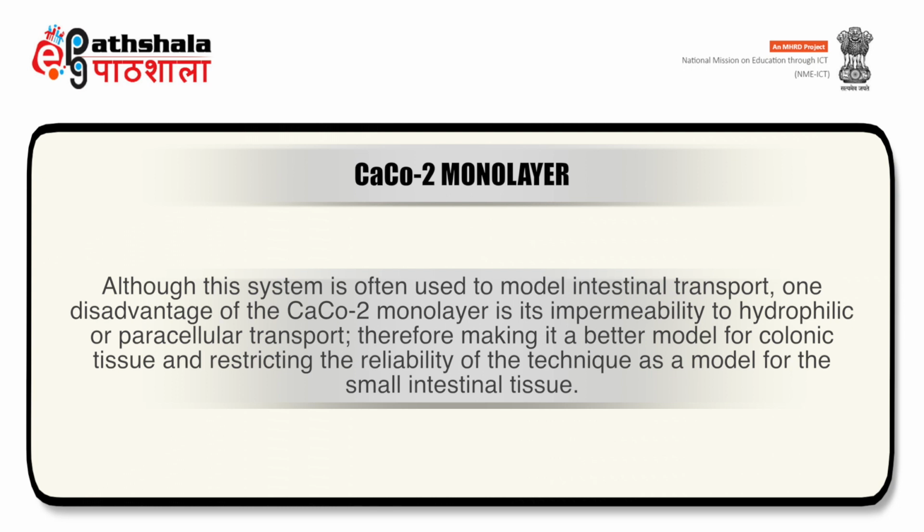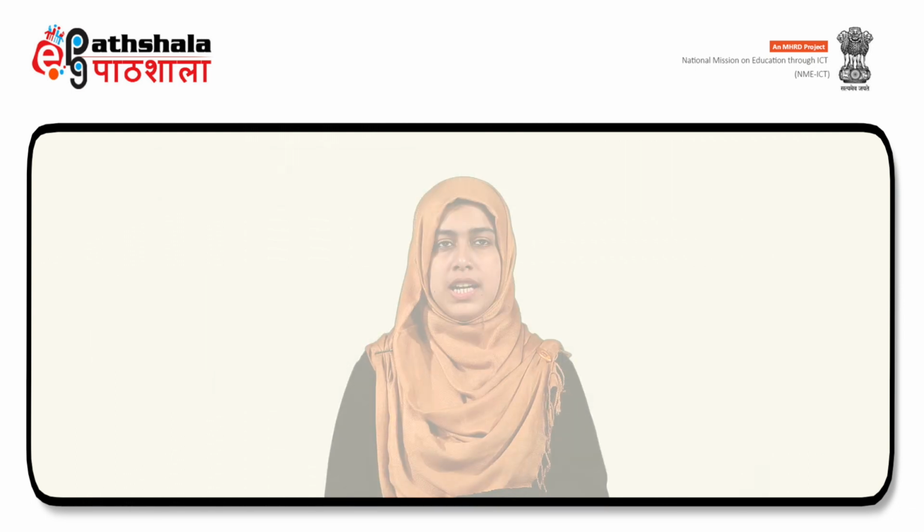One disadvantage of the Caco-2 monolayer is impermeability to hydrophilic or paracellular transport, therefore making it a better model for colonic tissue and restricting the reliability of the technique as a model for the small intestine.